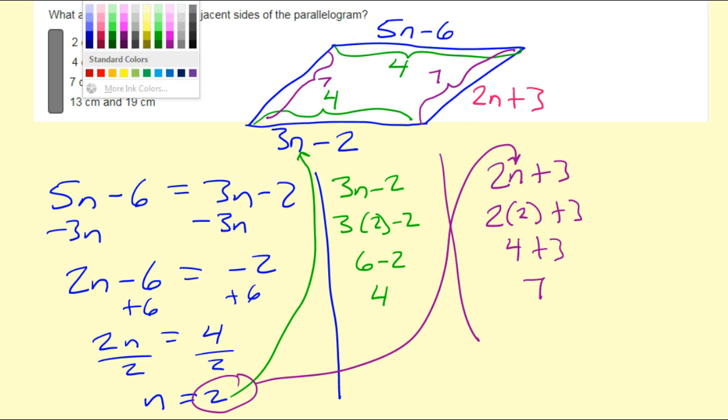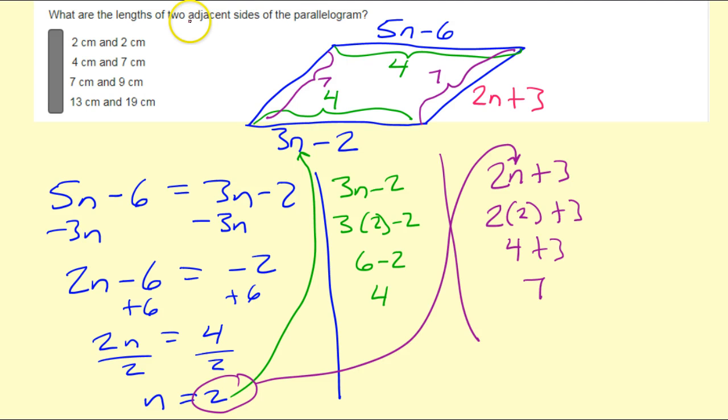Anyway, to answer the question, you need to know one more thing. You need to know what the word adjacent means. Adjacent sides are two sides that are touching. Adjacent means right next to each other. Your house is adjacent to the house of your next door neighbor. So, for example, these two sides are adjacent sides, 4 and 7. Or these two sides are adjacent, 4 and 7. Or these two sides are adjacent, 4 and 7. If you pick any two sides that are right next to each other, you're looking at a 4 and a 7. So that's going to be the answer right there.